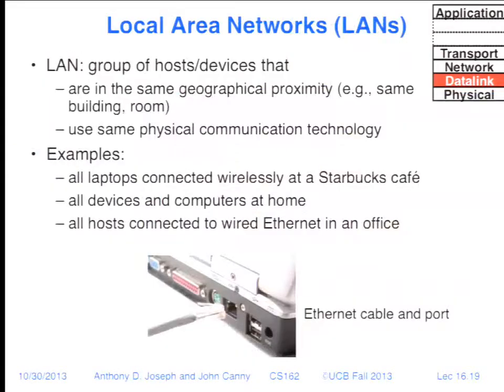Okay, so the lowest level of the network is the local area network. So this is a bunch of machines that are communicating with each other, and they're physically close to each other. They have basically a broadcast medium between them. Logically, it's a broadcast medium. They should use the same physical communication technology. So it could be a particular wireless network, or a particular wired network at home, or an Ethernet in an office. So those machines all know about each other and can communicate point to point.